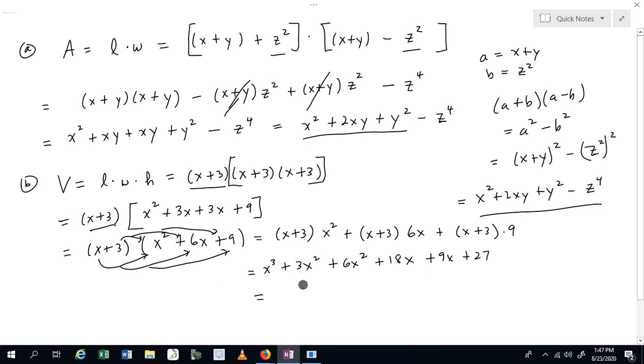And now let's just add up like terms. So these add up, so you get x cubed plus 9x squared. And then you can add these two together, and that gives you 27x plus 27. Okay, so that's what you get when you multiply those together.